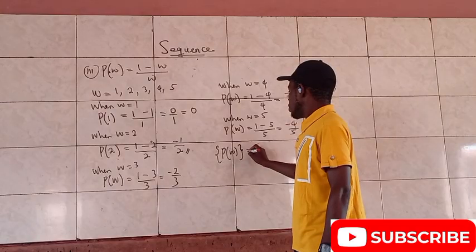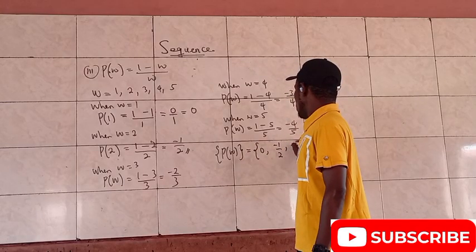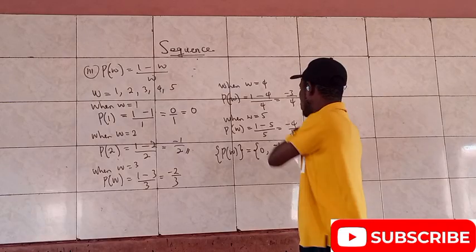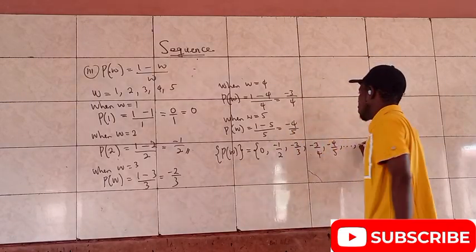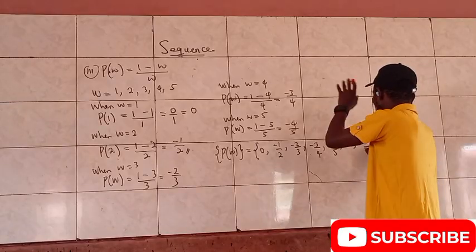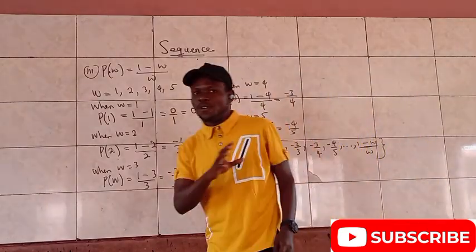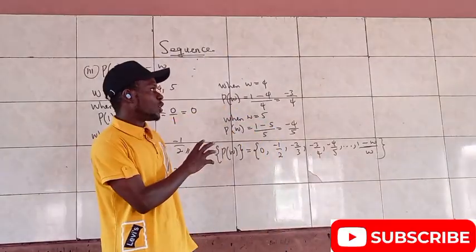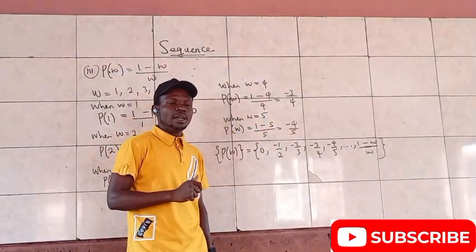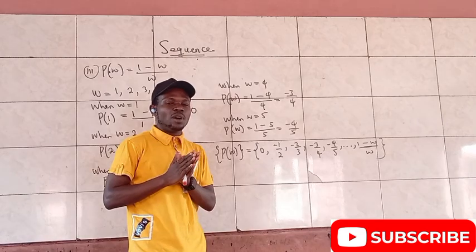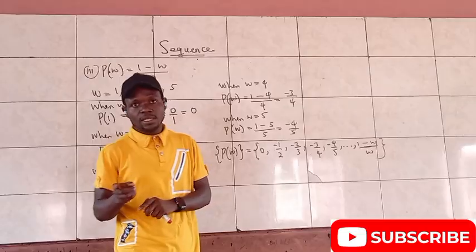Your sequence pw is then equal to 0, minus 1 over 2, minus 2 over 3, minus 3 over 4, minus 4 over 5, dot dot dot, and the generator is 1 minus w over w. So that will be our final answer. I'm going to give a quiz for you to try in your own time. Afterwards, I'm going to tell you about the types of sequence that we have in the next class.